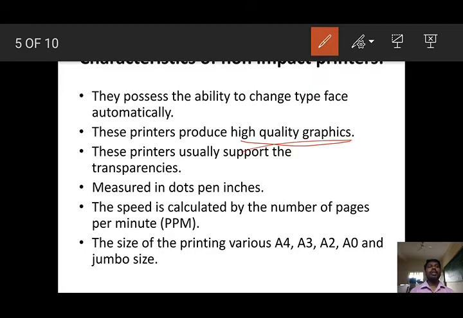These printers usually support transparencies, but impact printer will not support transparencies, and it is measured in dots per inch. The speed is measured by number of pages per minute. Per minute, how many pages can print in the non-impact printer. The size of printing varies: A4, A3, A2, A1 like this. But whereas in the impact printer only one type of paper size. If they are printing A3 or legal, they have to use only one type.